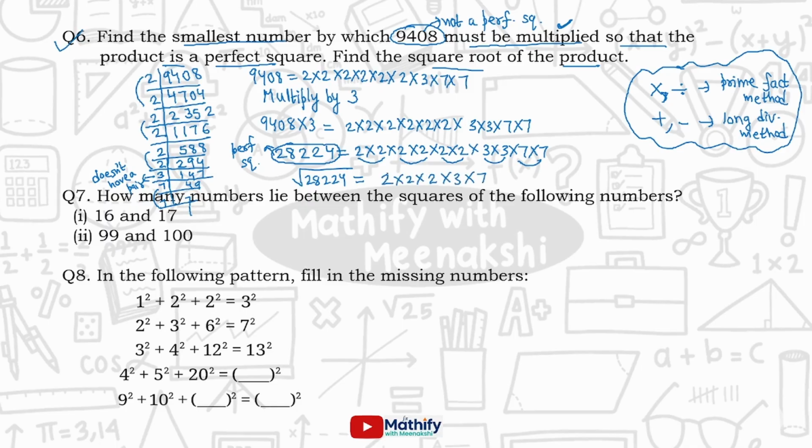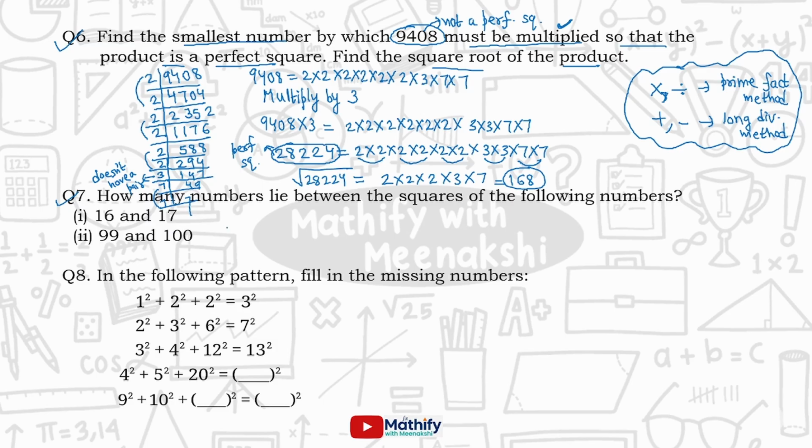Now this is 2 into 2, 4, 4 into 2 is 8, 8 into 3 is 24, and 24 into 7 is 168. So that is your final answer. Now let's move to the next question, question number 7.